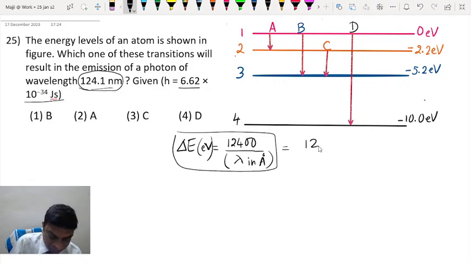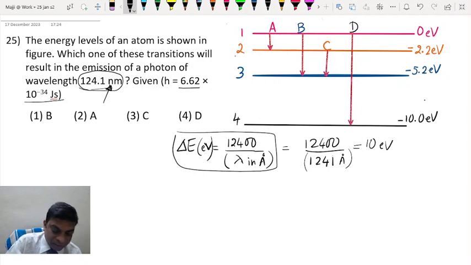So I'll substitute this 12400. Lambda should be converted into angstrom, so just multiply by another 10. So I'll have this, so this much angstrom. So approximately you can see that it is around 10 electron volt.